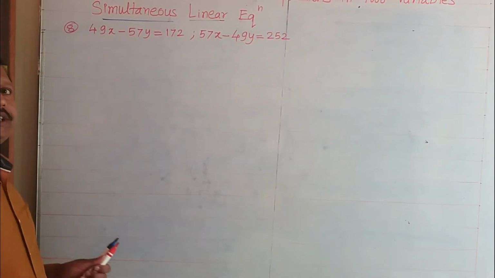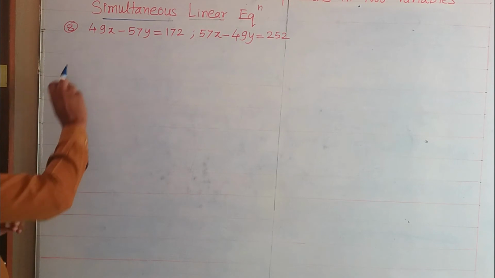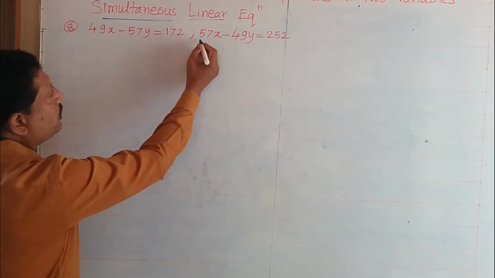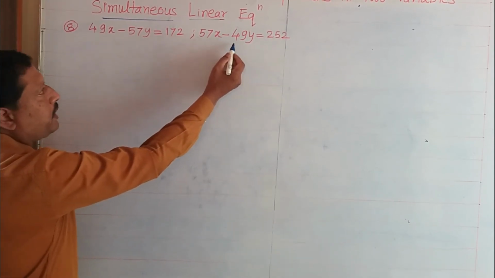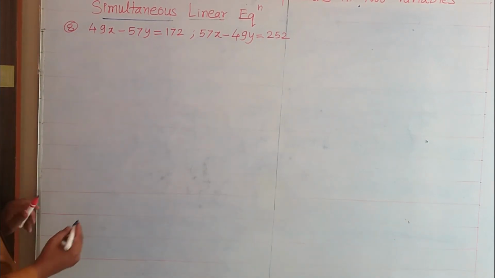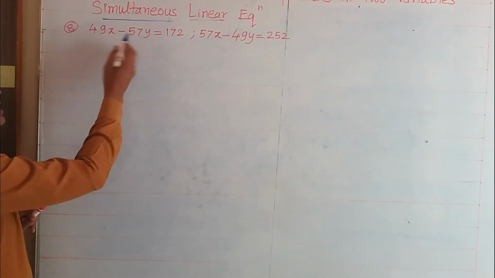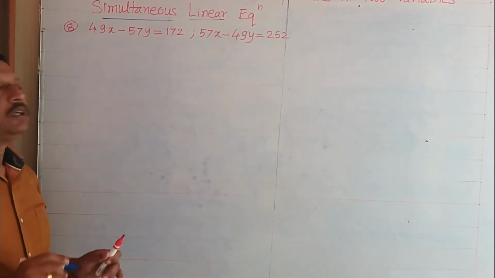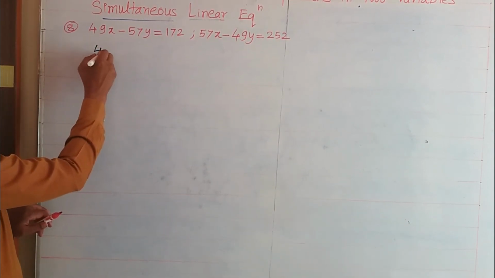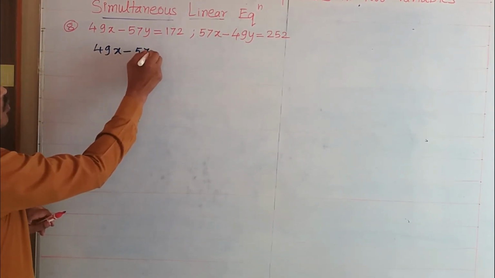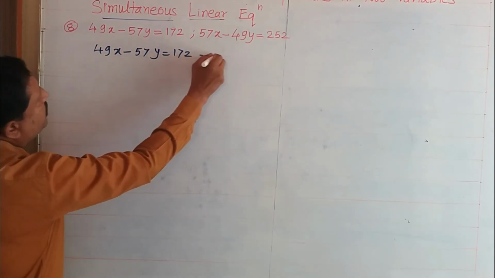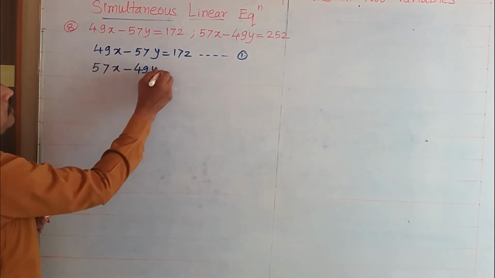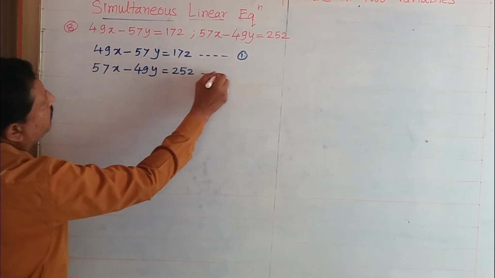The last example from this practice set is this: 49x minus 57y is equal to 172, and the second equation is 57x minus 49y is equal to 252. Again in this example, the coefficients of the variables get interchanged, so we follow the method that we learned in the earlier example. So 49x minus 57y is equal to 172, equation number 1, and 57x minus 49y is equal to 252, equation number 2.